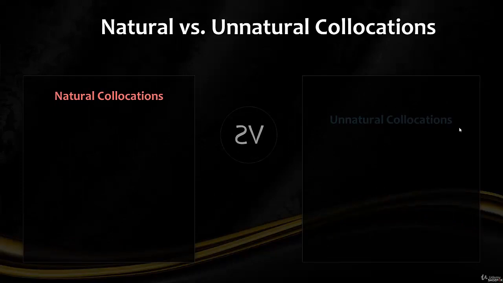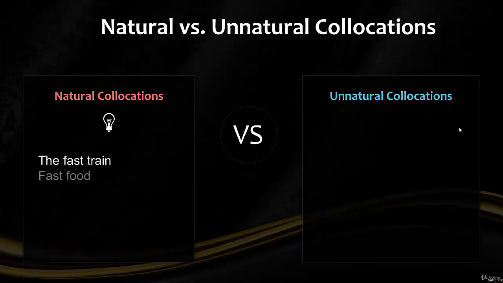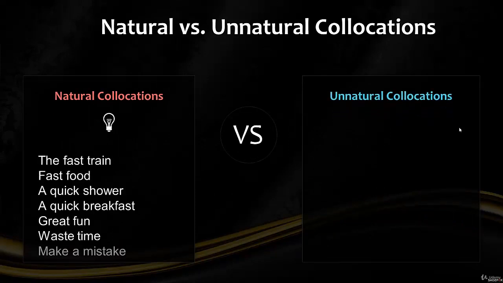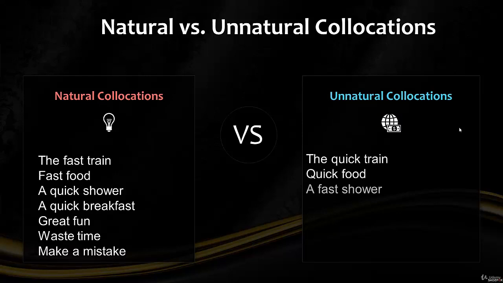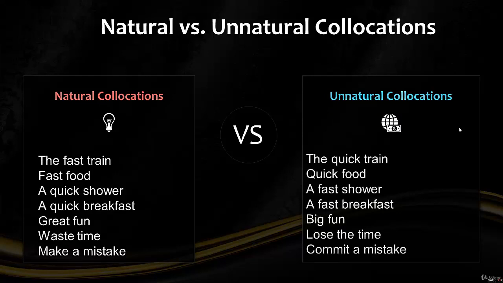Right? On this list here, which is really interesting, you're going to hear about natural versus unnatural collocations. And I hear these mistakes all the time. On the left side, we have the natural collocations. On the right side, we have the unnatural collocations. Now, are the words correct? Quick. If somebody says quick food, do I know what they're talking about? Yes, I do. Is it the wrong collocation? Yes, it is. You say fast food.